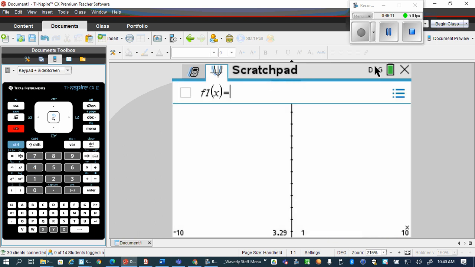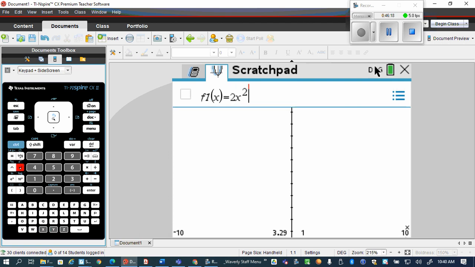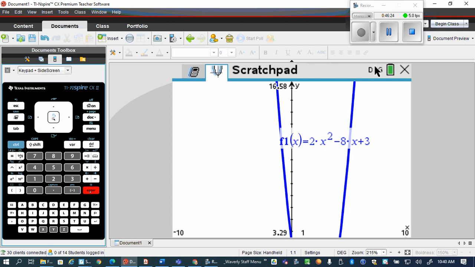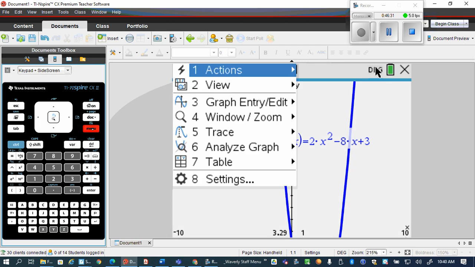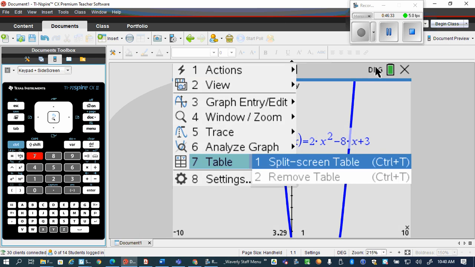I have to adjust the window there. So 2x squared, that's 8x plus 3. Yeah. Now I want a table to copy some points down there, so I go menu, table, sure.